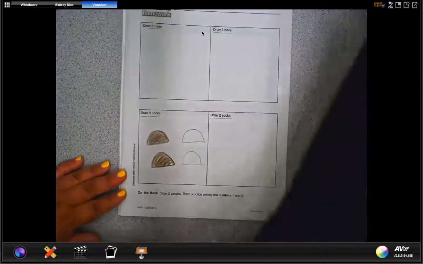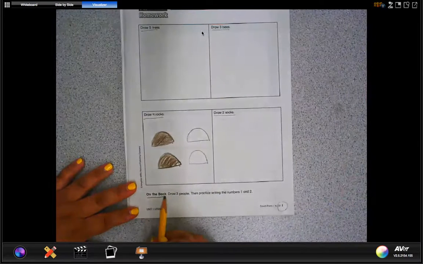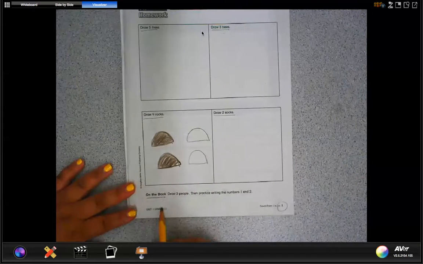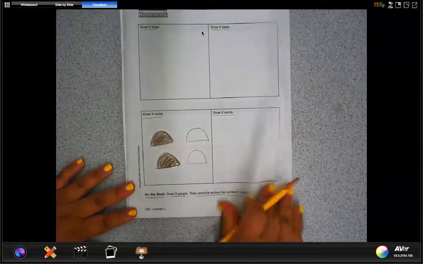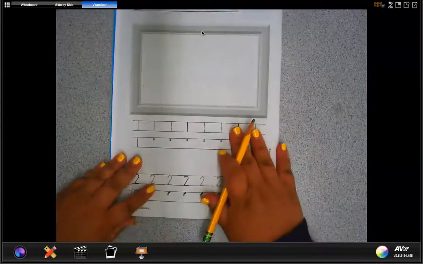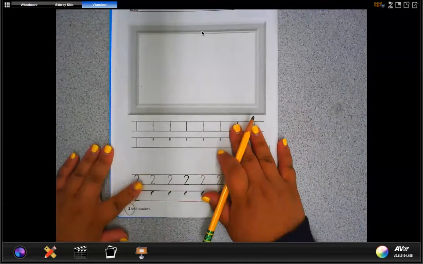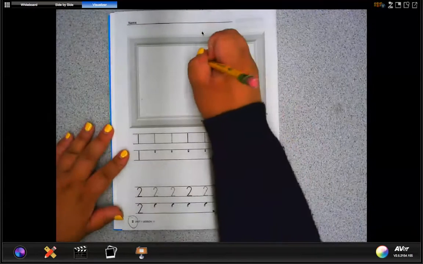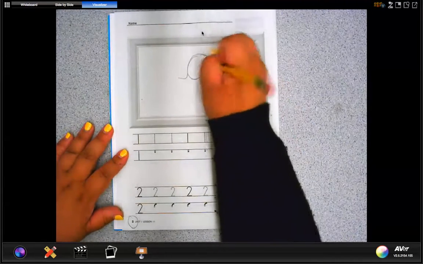Okay, so about this silly little book. They have instructions for the next page on the bottom. So have your grown-up help you. On the back, draw 3 people, then practice writing numbers 1 and 2. I'm going to flip it over. You can draw 3 people, you and 2 of your friends, you, mom and dad, whoever you want to draw. I'm just going to draw people that I make up right now.